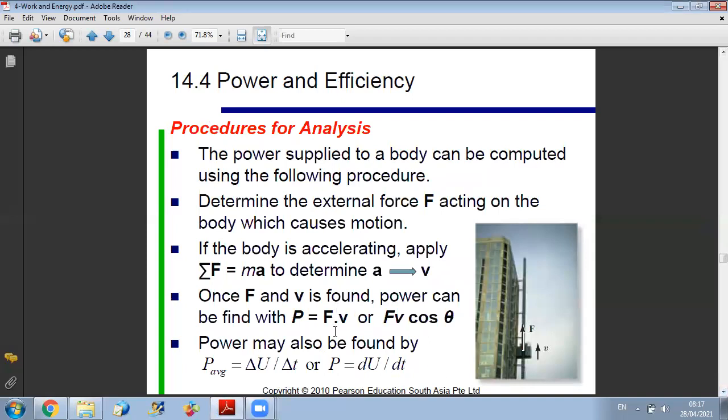Now, don't forget that when we say the power is F dot V, it's a dot product. Then if F and V are not collinear, we should project F on V, or V on F, but in general, we do F on V. So this is theta. So we should do F cosine theta times V.